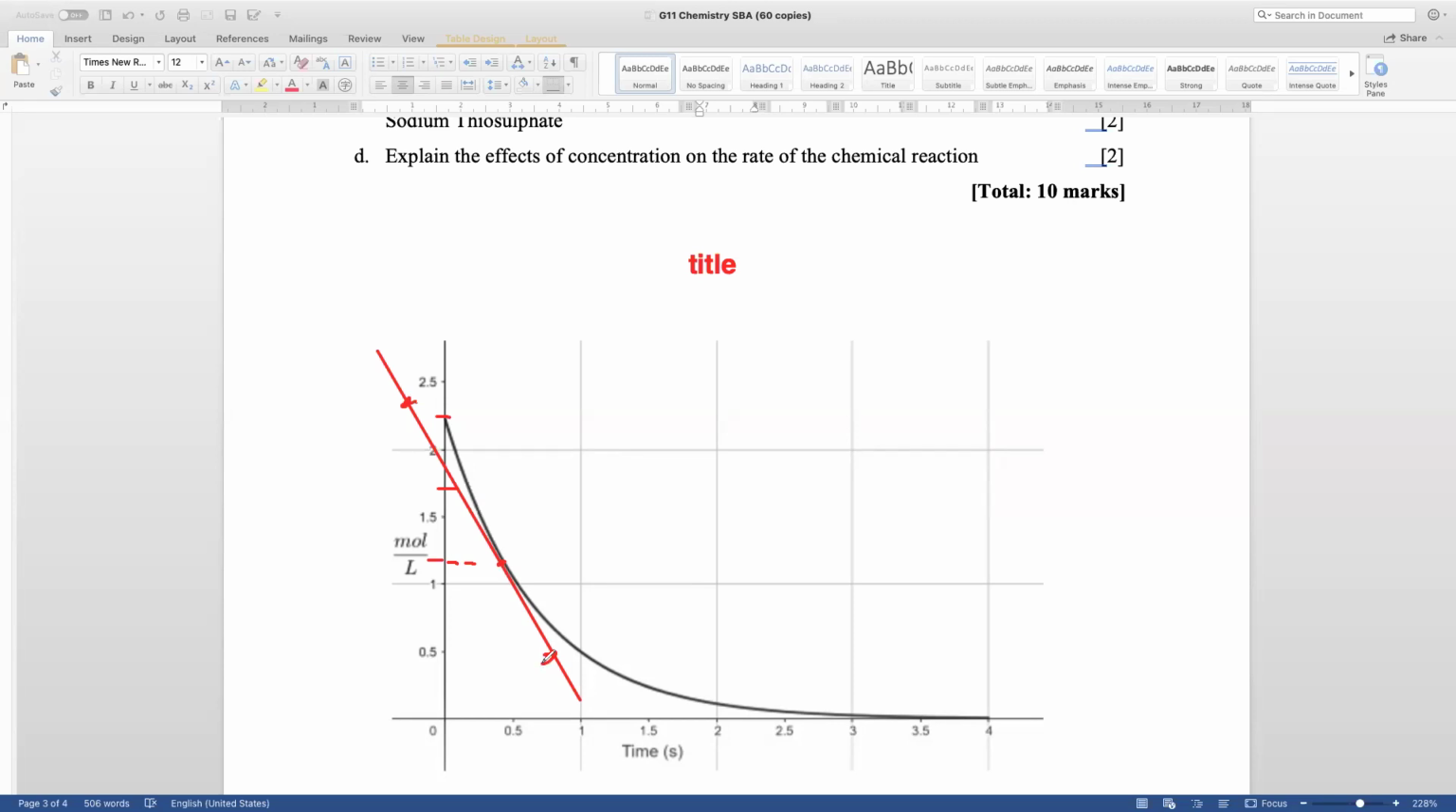That will help you to find the gradient. At that point, when the concentration is 0.6, you know where the point is on the graph. Please draw the tangent. So this that you have drawn is called the tangent. So at the point on the tangent, find the gradient. How do you find the gradient? First of all, you draw the tangent, then find the gradient. How do you find the gradient?